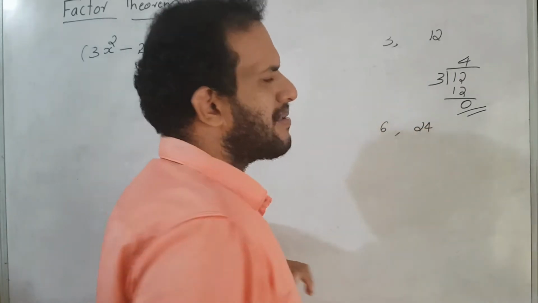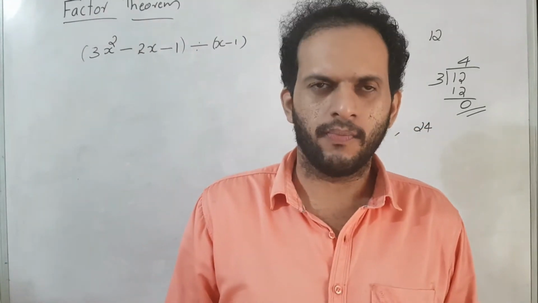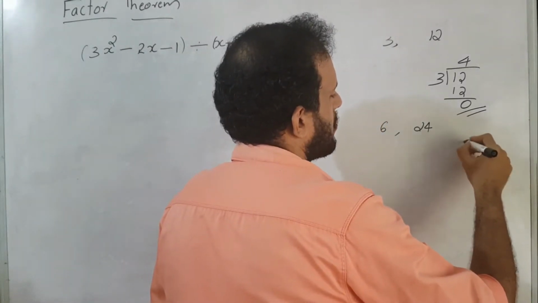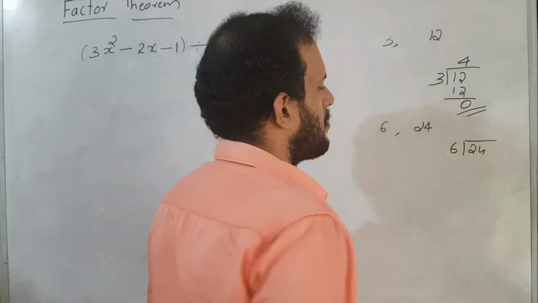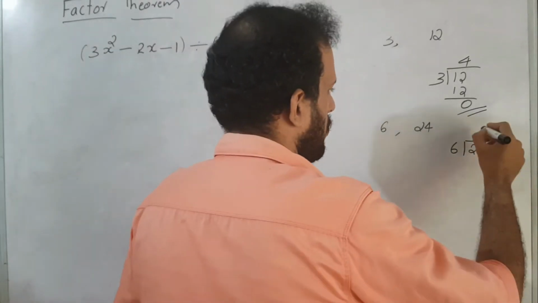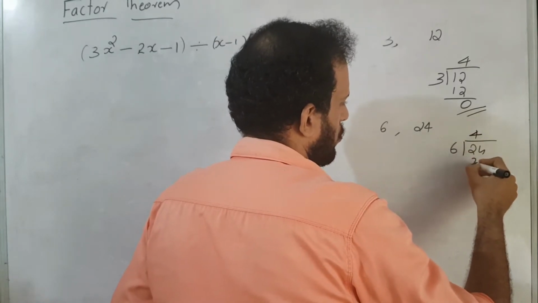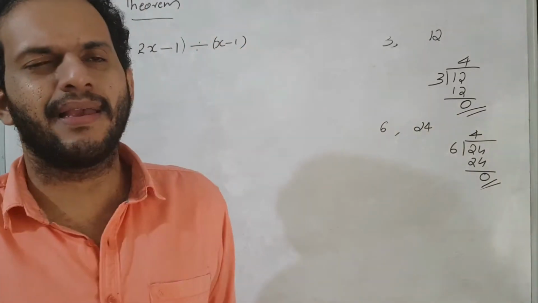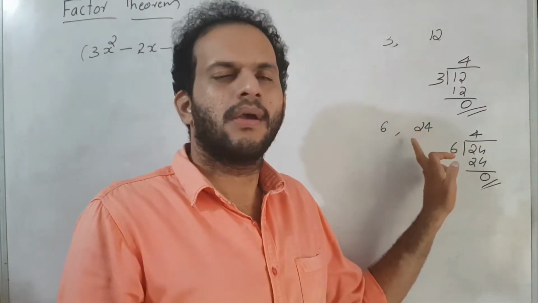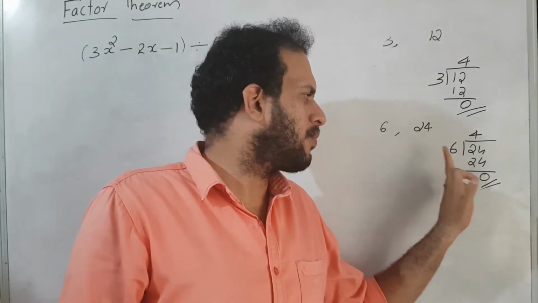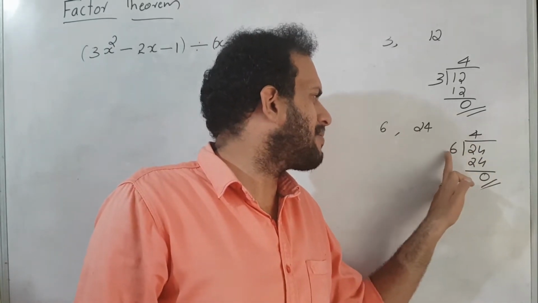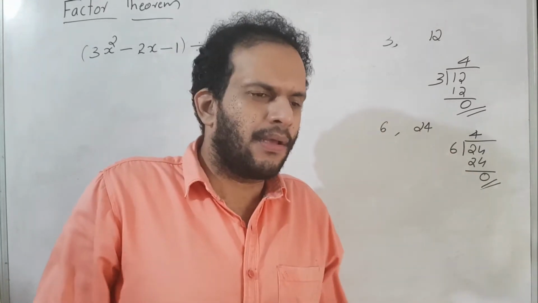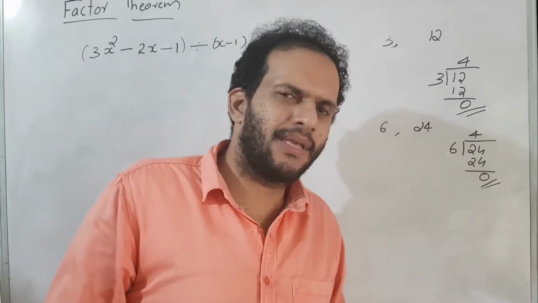Why do we say 6 is a factor of 24? Because if we divide 24 by 6, what is the quotient? 4. And what is the remainder? The remainder is 0. That is why we say 6 is a factor of 24. Because if we divide 24 by 6, we get the remainder 0. Okay? Then the factor is related to the remainder.